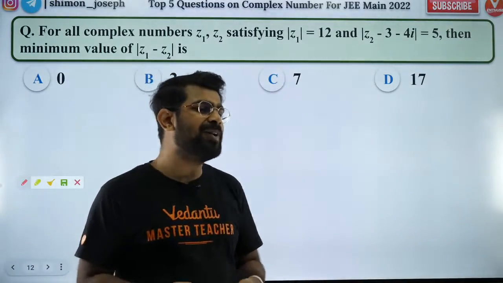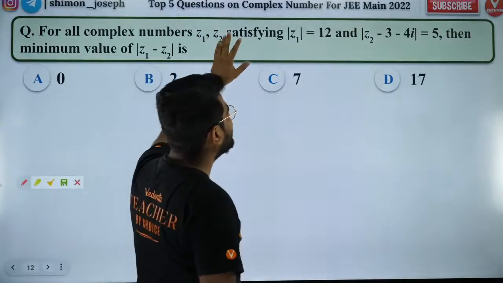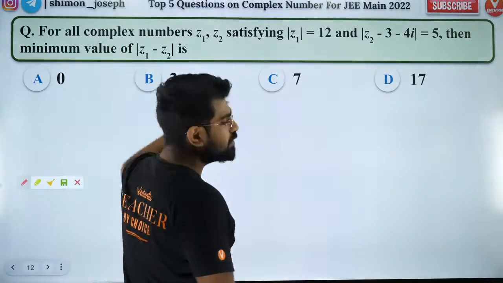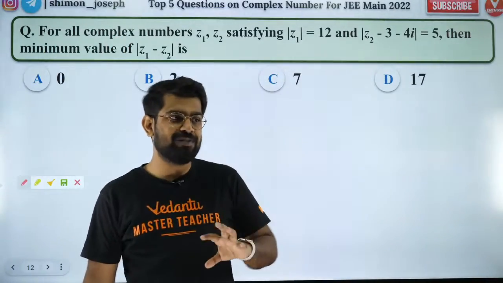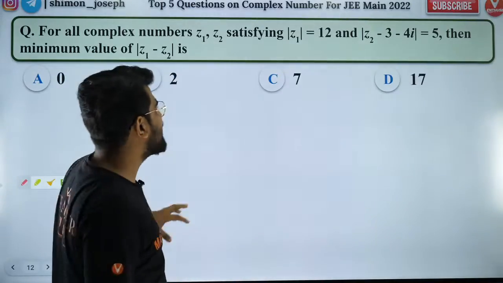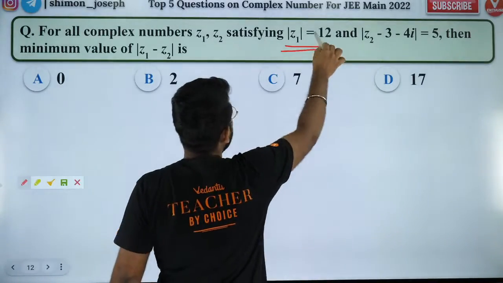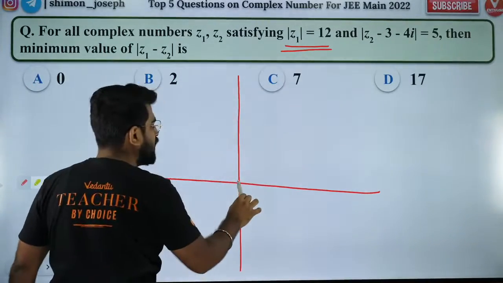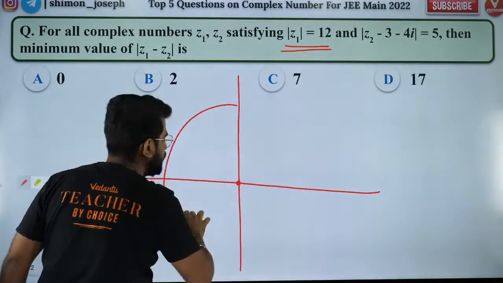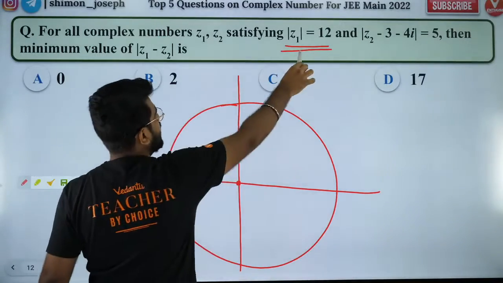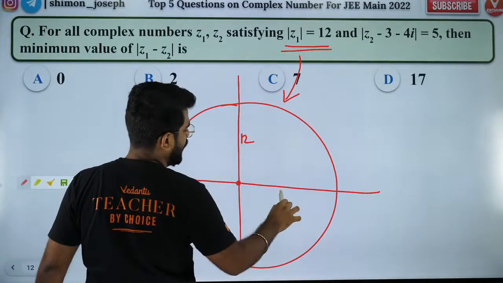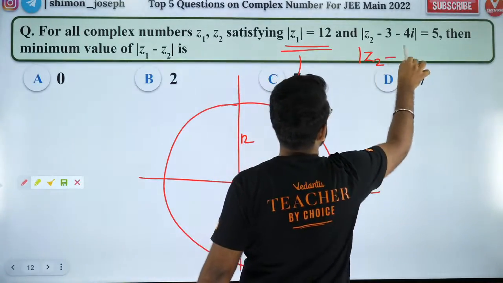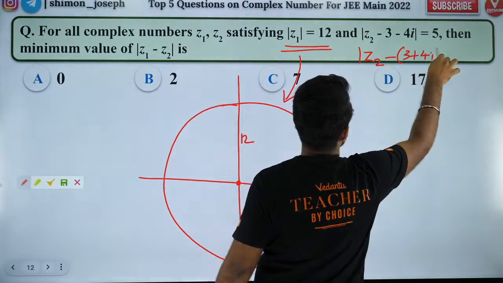So guys, for all complex numbers Z1, Z2 satisfying these two equations, then what is the minimum value of modulus of Z1 minus Z2? That is the question which is being asked here. So first of all, guys, what does this represent? Mod Z1 equal to 12. What does that mean? That means the distance of Z1 from the origin is going to be 12. So that is mod Z1 equal to 12. So this is the radius 12, correct now? Now the next one is what? Mod of Z2 minus 3 plus 4i is equal to 5.